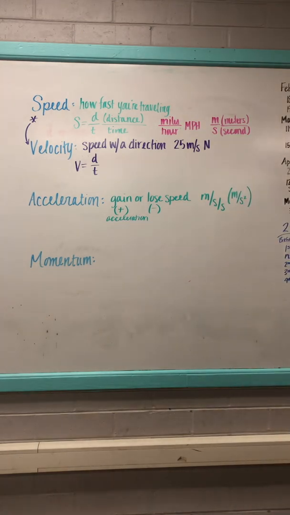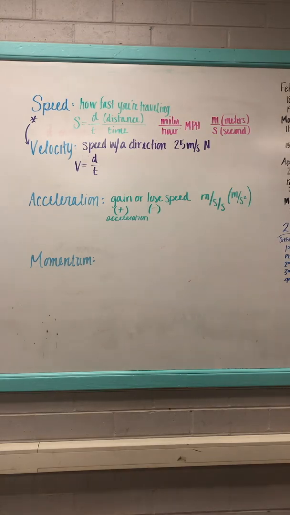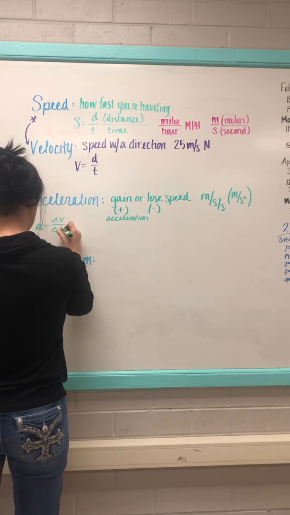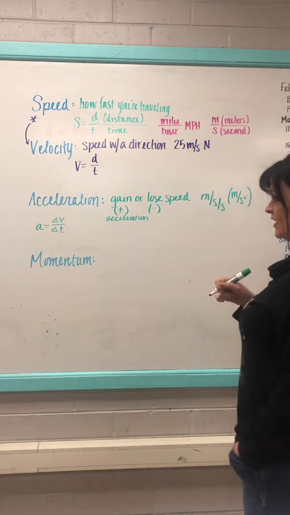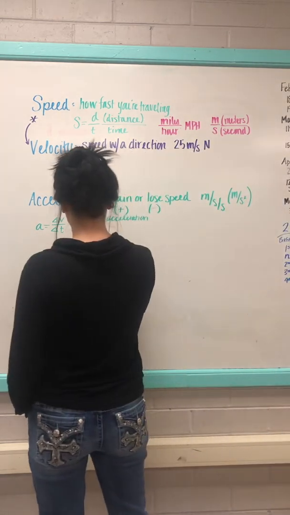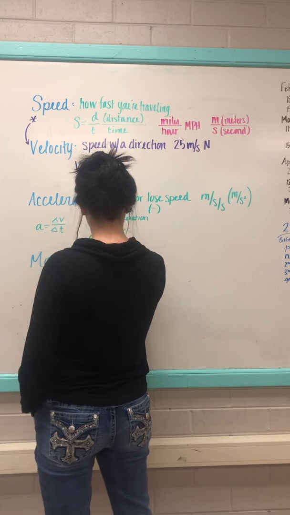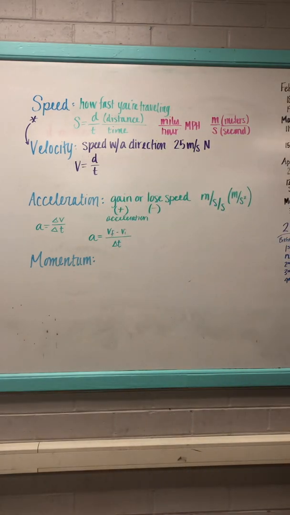Okay, so the formula for acceleration is just going to be acceleration is change in velocity over change in time. So remember, I just told you that velocity is just the speed, so it's the change in speed. A lot of times you might see it written, acceleration is VF minus VI over change in time. So that's the final velocity minus the initial velocity over the change in time.